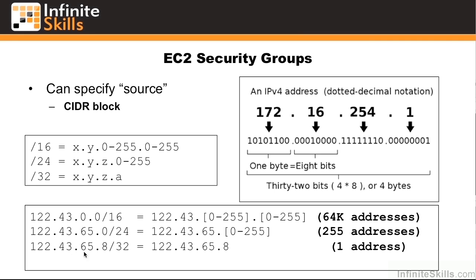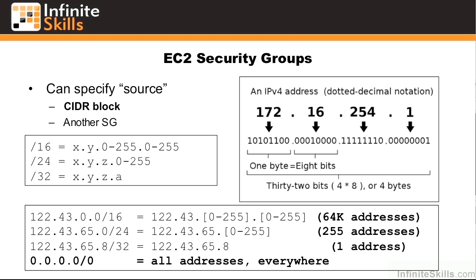Finally, we have the single address, 122.43.65.8/32. This specifies a single address because you're locking all of the octets. An important address you'll be using frequently is 0.0.0.0/0. This allows all addresses from everywhere.